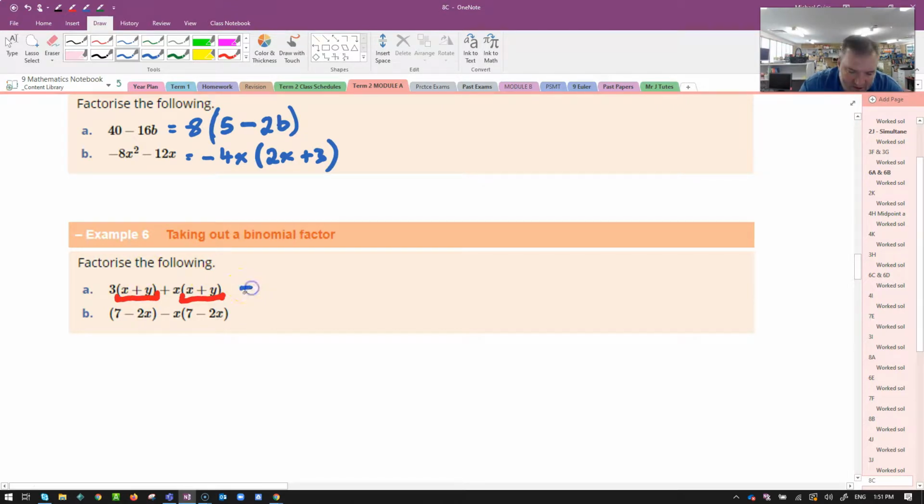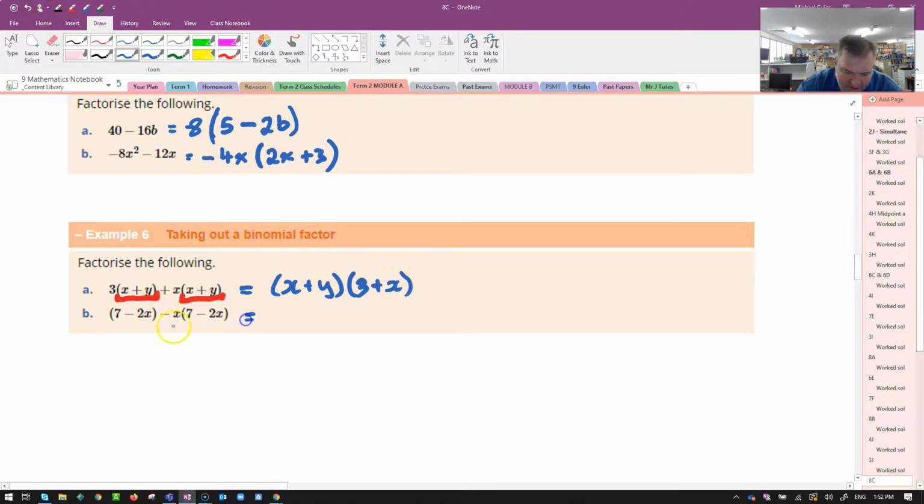So what do we do with our common factors? We put them out the front. And if it's a bracketed term, that's okay. We just put the bracketed term out the front, just like we do with any other common factor. What was left over in my first term? Well, it was supposed to be being multiplied by 3, so I need a 3 there. And in my second term, I need an x. So that would be the factorized form there. X plus y multiplied by 3 plus x.